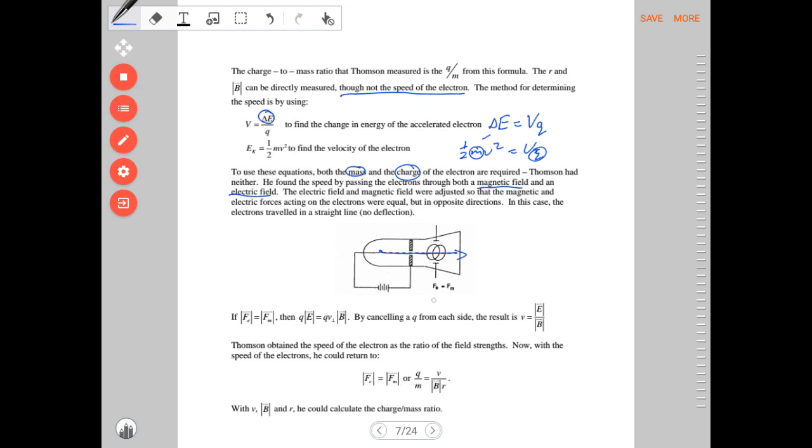So how he did that, Fe equals Fm. Now remember, Fe is just EQ. So Fe equals Fm. Fe is the electric field times the charge. Fm is Q times the velocity times the magnetic field. Now if you look at those, hey, the Q's cancel. So if I want the velocity of these electrons, I just divide by B, and the velocity of my electrons is the electric field divided by the magnetic field.